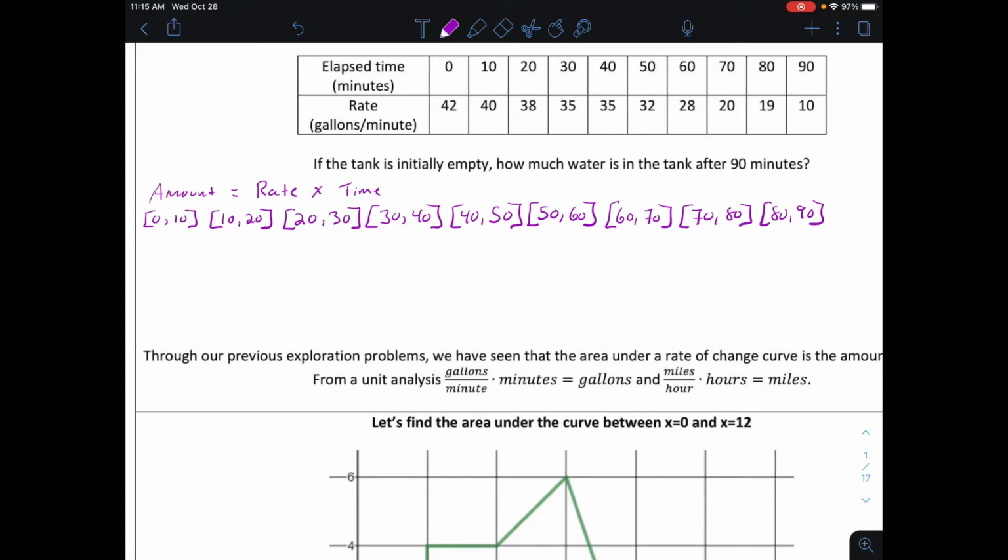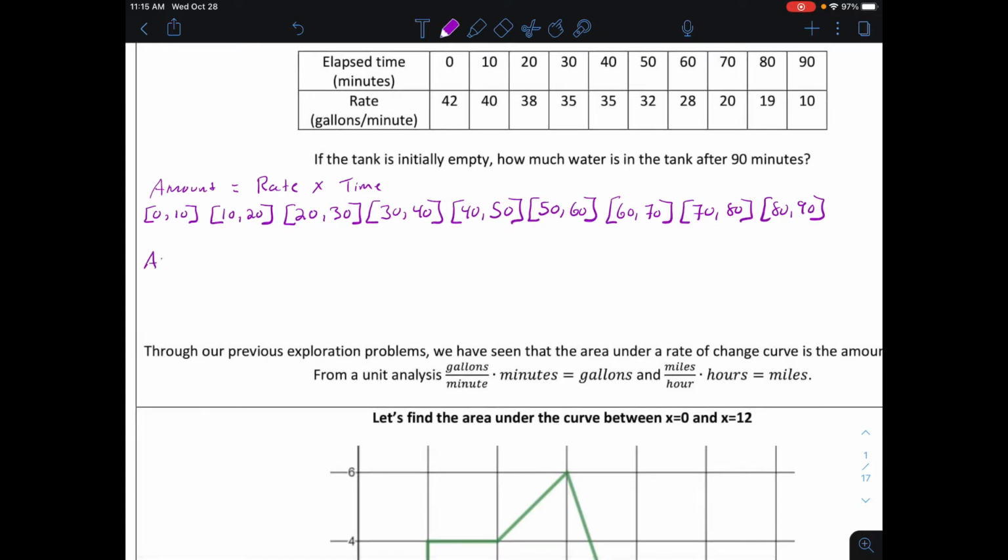And so when we try to estimate the amount of water in the tank, I need to estimate how much water was pumped inside of each interval of 10 minutes. So what we need to do is pick a value to use for our rate. For instance, let's look at this first interval that goes from 0 to 10. We have to pick out the rate that we want to use for each little time interval.